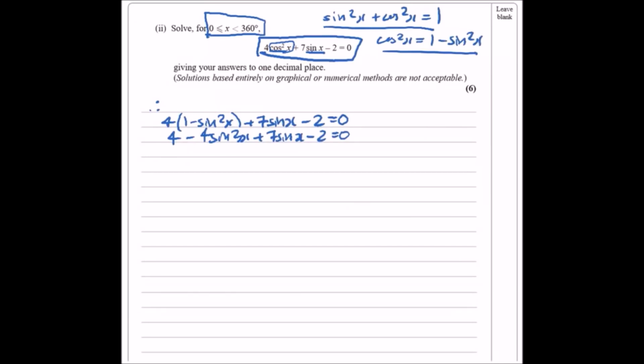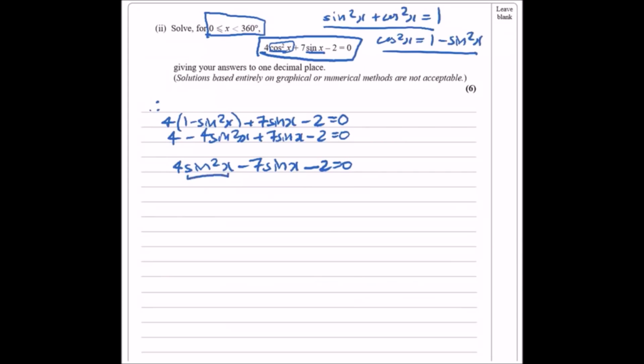So now, collecting terms, we got 4 take away 2 is 2. And putting everything on the other side to make this term positive, we should have 4 sine squared x minus 7 sine x minus 2. Again, I just threw everything onto the right hand side. Now here we are, a typical quadratic equation. What do we do? Well, the best thing to do now is to simply factorize. So let's have a try.